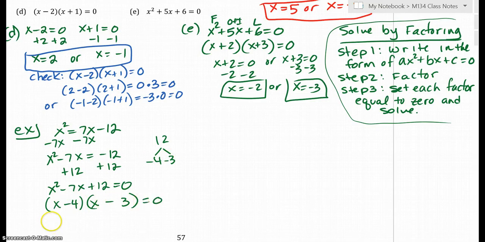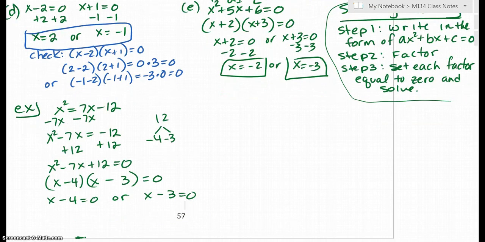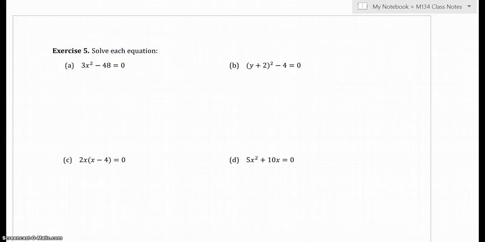Still have that 0. So now we have the 2 answers by setting each factor equal to 0. And then we can solve those. So one answer should be 4. The other answer should be 3.